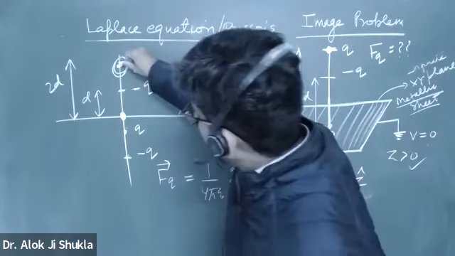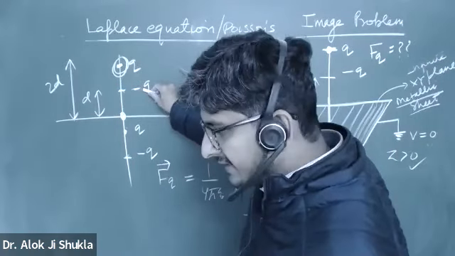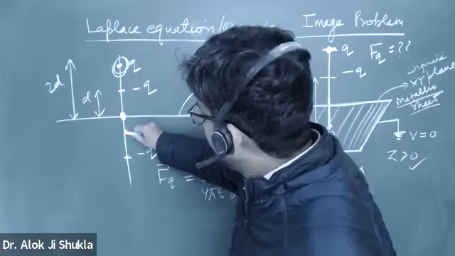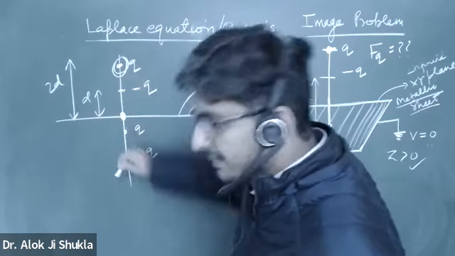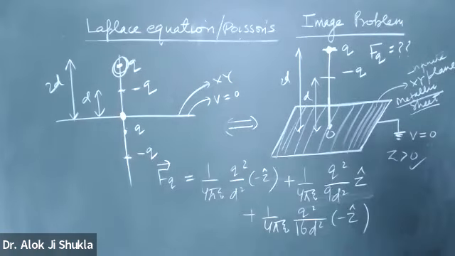So this charge will be attracted by this minus Q, so minus Z cap sign. This will be repelled by this, so plus Z cap sign. Again attracted by this, this is minus Z cap sign. So addition of all will give the net force. Interesting, na?